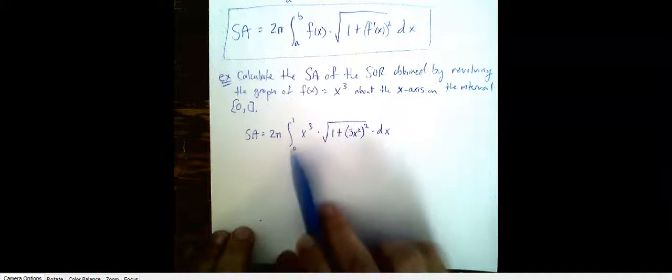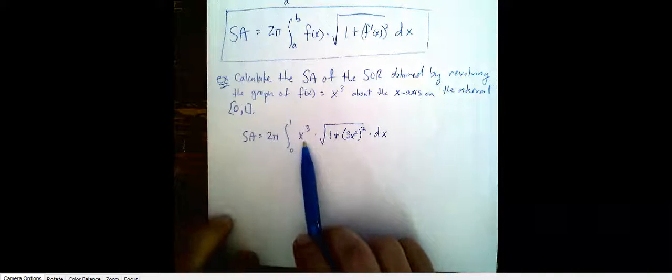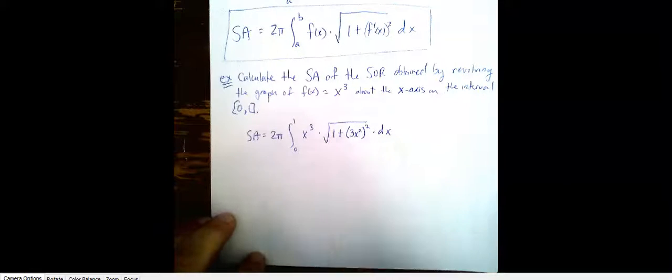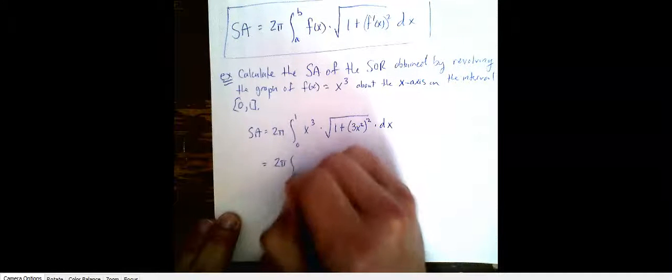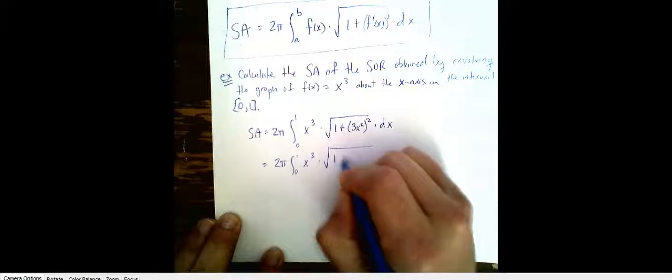Now, let's try to integrate this analytically if we can. Of course, we've added another term, so this integral is even more complicated than those for the arc length formula. But let's see if something nice happens. So let's square that one term out and see if we get something useful. So this becomes 9x to the fourth dx.